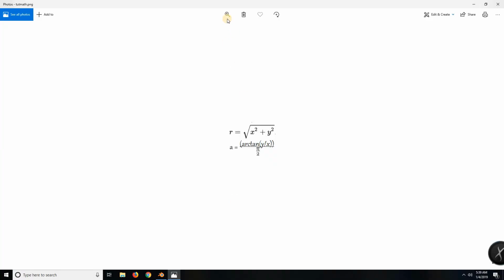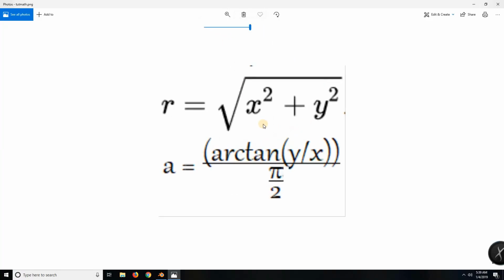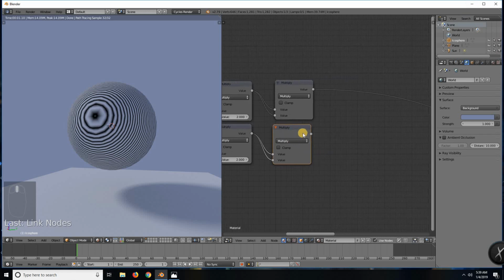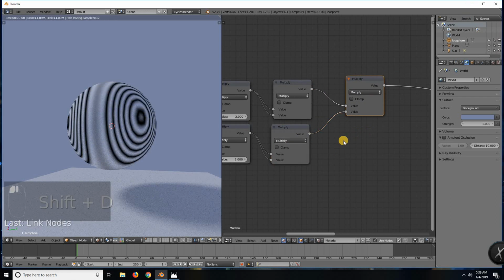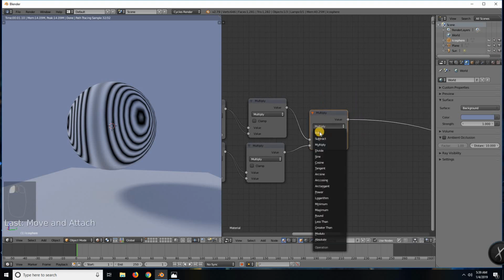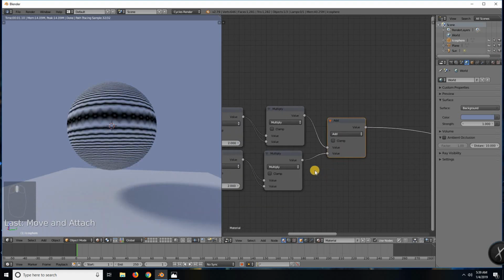Another peek at our equation. Oh, why did you lose your zoom? It says that we need x squared and y squared, and then after we've squared them, we need to add them together. Well, that's simple enough. Let's grab us another math node. Add these two together, and we'll switch that to add. Now they are added together.